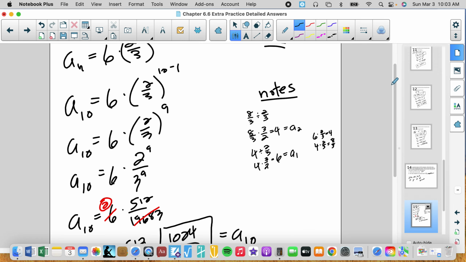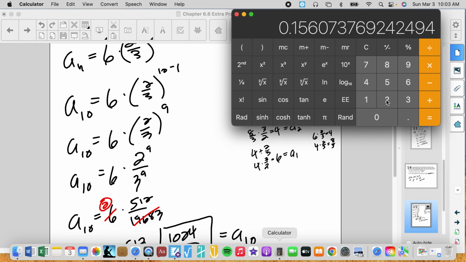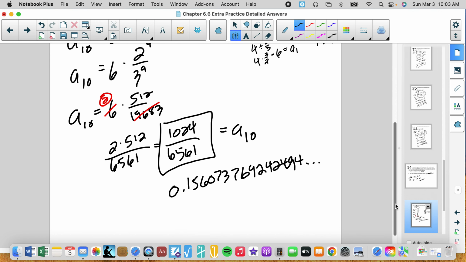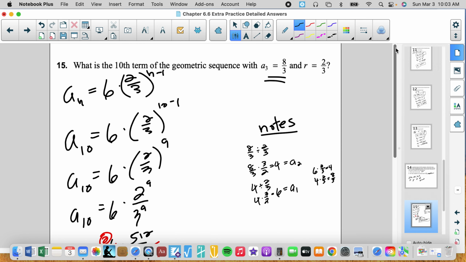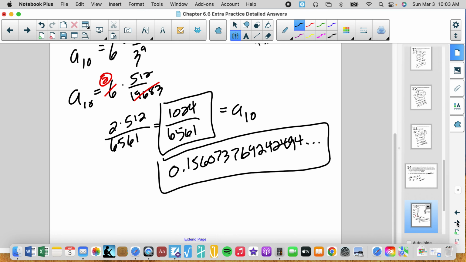So now let's go back to this. Let's do 2/3 to the 9th. 2 divided by 3, to the 9th power, gives us 0.1560737692424494. Yeah, that's what that fraction is equal to. And that would be the 10th term in the geometric sequence.